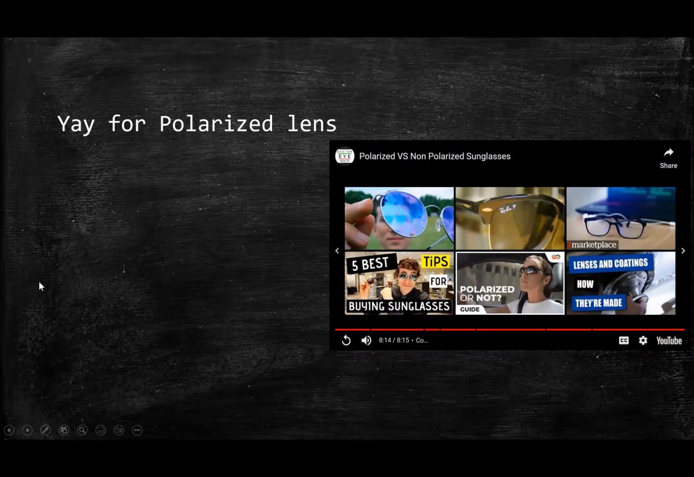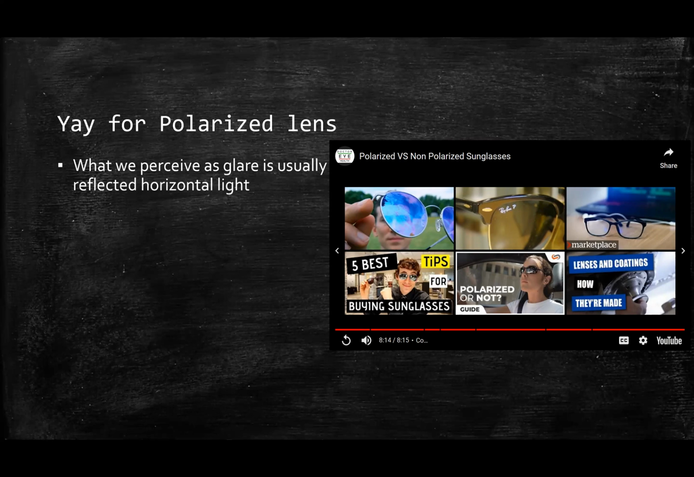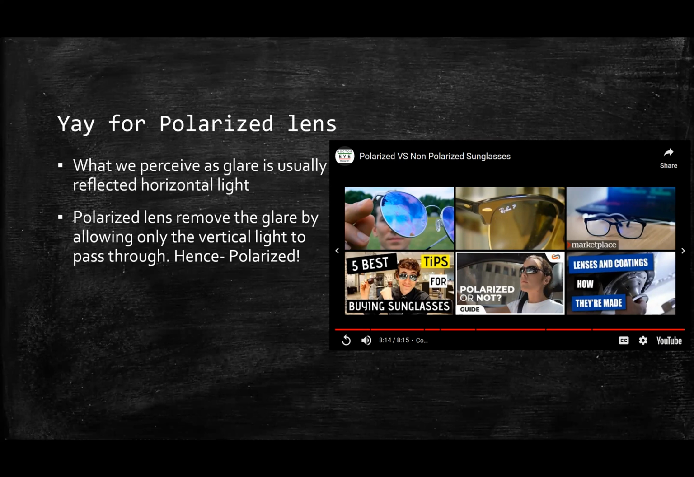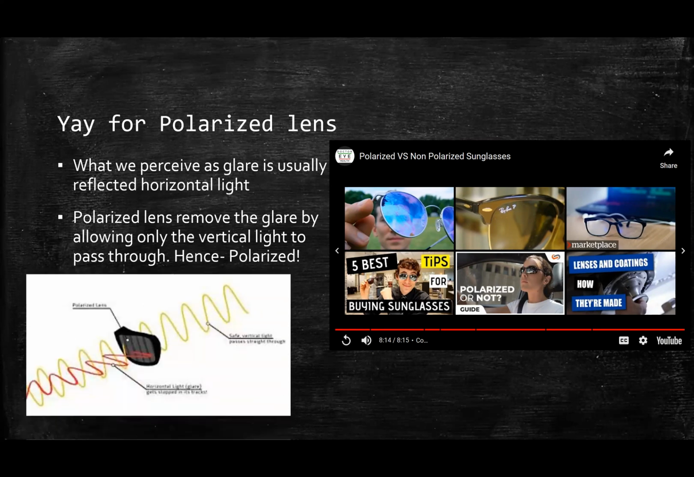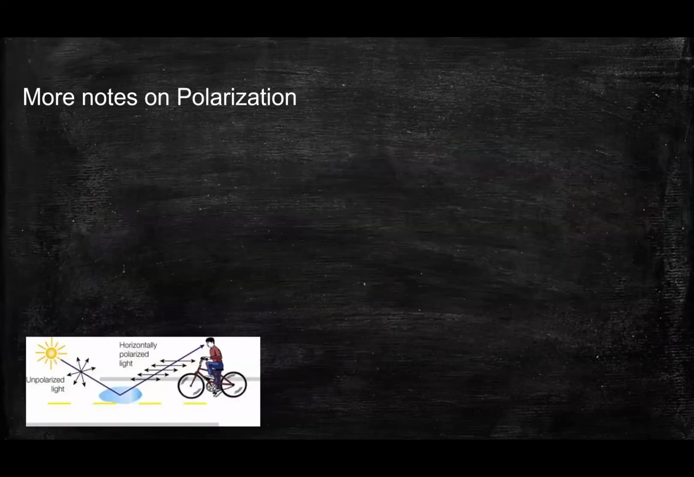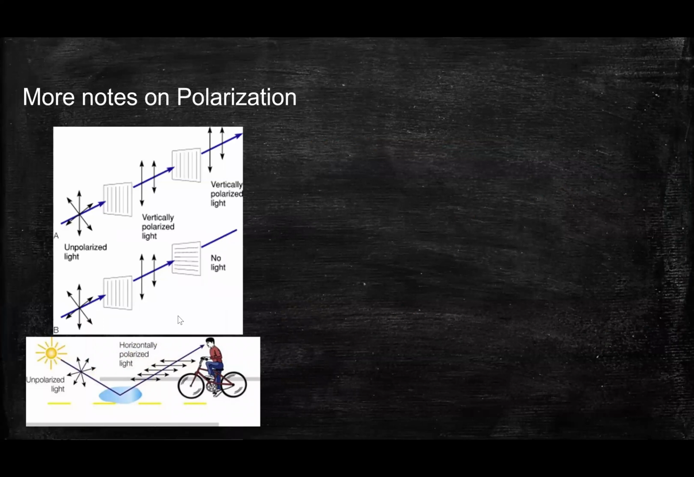All right. So what we perceive as glare is usually reflected horizontal light. Another fact we learned from the video is that polarized lenses remove the glare by allowing only vertical lines to pass through, and hence it's polarized. So in this little image here, you can see we have the waves coming in all directions, and it's removing that horizontal glare, so we only get the wave in one direction, and that helps eliminate some of that glare that we would observe. So notice on polarization, we can have unpolarized light.